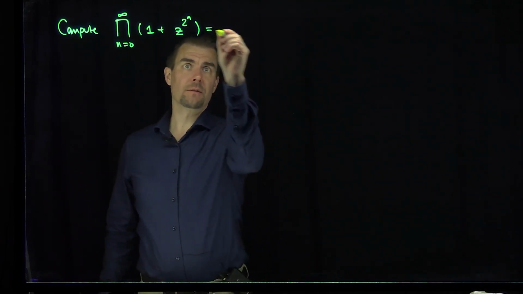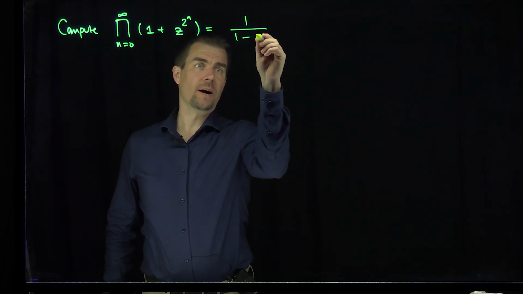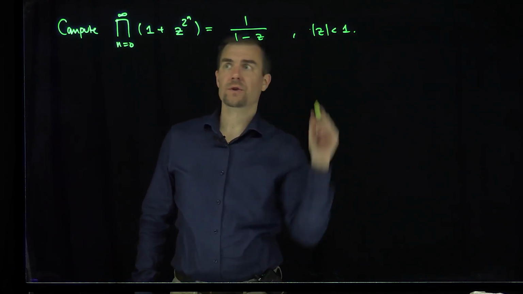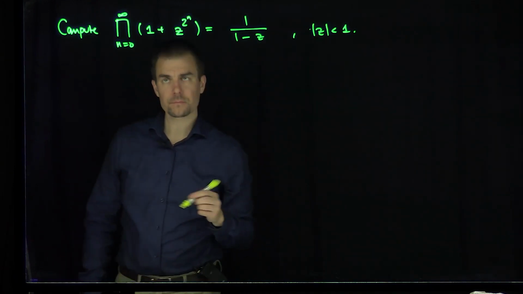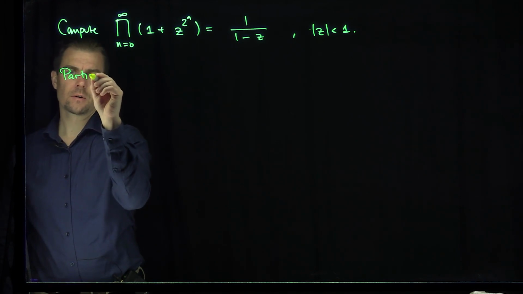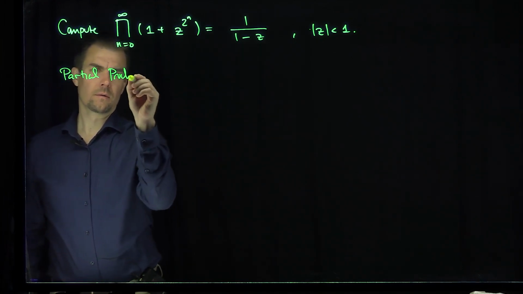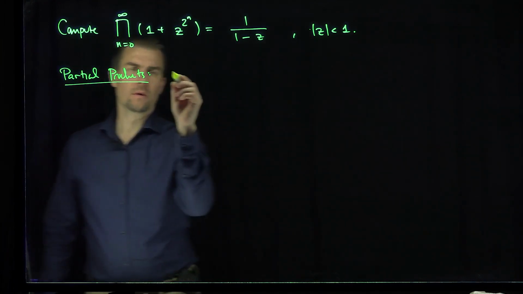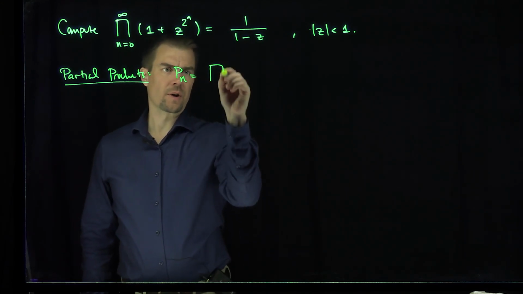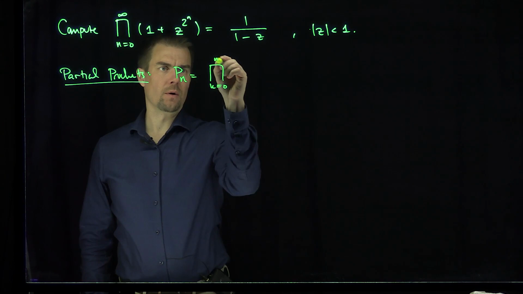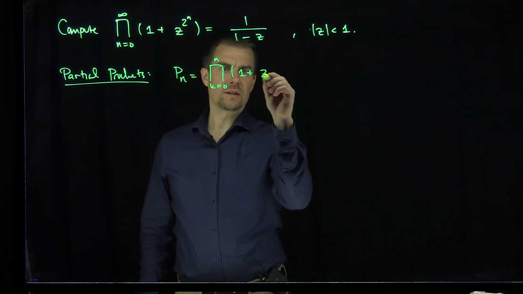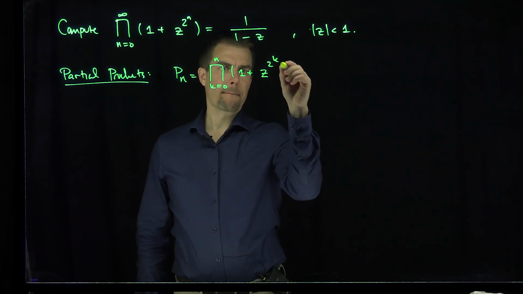We're going to show this product converges. It's going to converge to 1 over 1 minus z if the modulus of z is less than 1. So let's prove this formula. Okay, so let's look at the partial products. The partial products are going to be p sub n, and that's going to be the product, k goes from 0 up to n of 1 plus z to the power 2 to the power k.